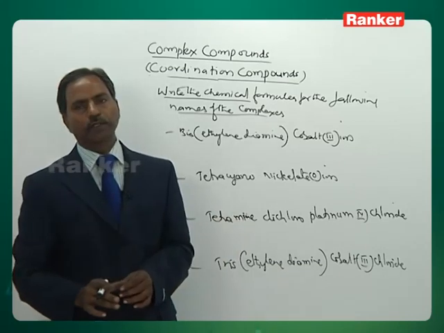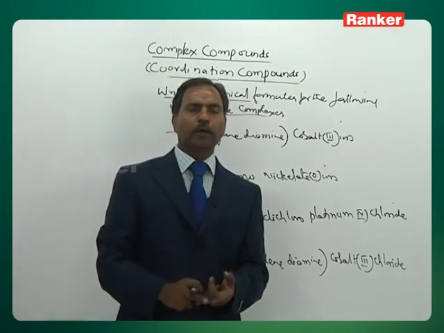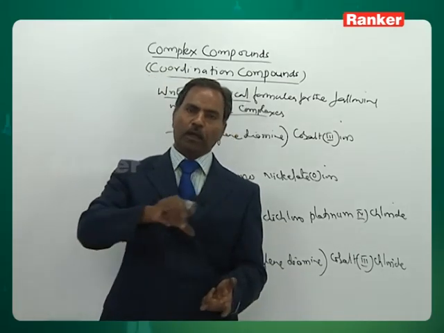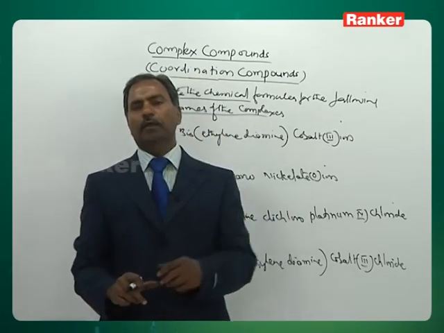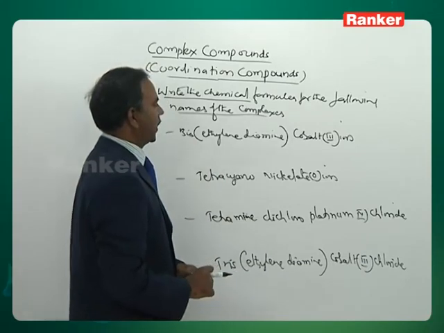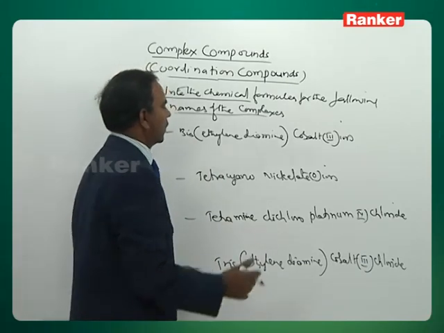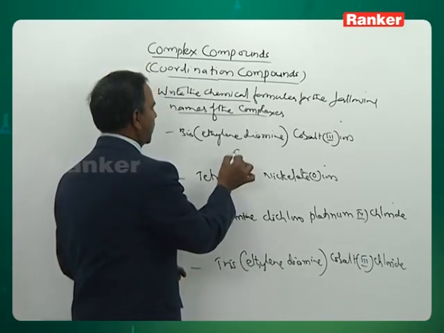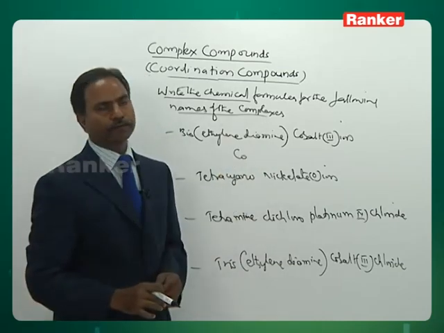For this, you have to follow this particular guideline. First the metal ion, followed by negative ligands in alphabetical order, then neutral and positive ligands. Now, bis(ethylenediamine) cobalt(III) ion. First, as I said, you have to write the metal. Yes, the metal, cobalt, I have written.